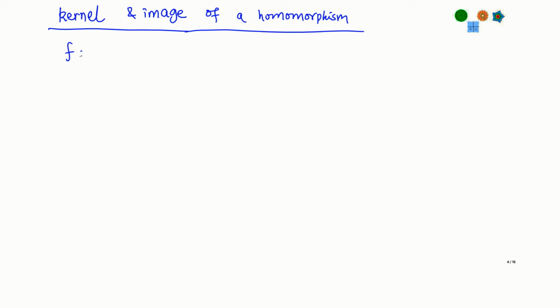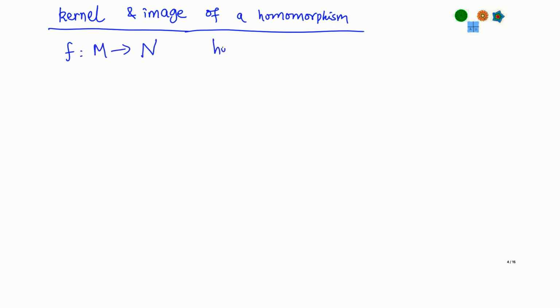Now, two more important notions, which again you have seen already in the case of groups and rings and so on, are the notion of a kernel and an image of a homomorphism. So suppose I have F from M to N.